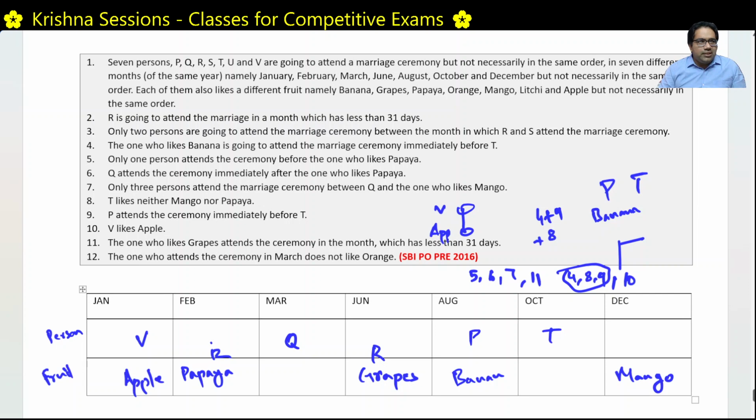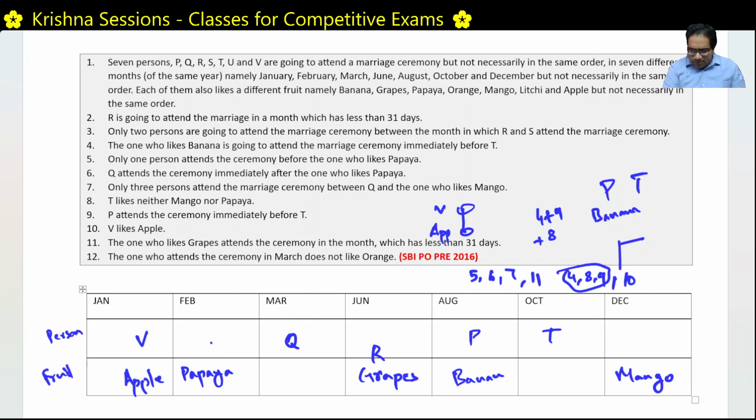Now, as per condition number 3, only two persons are going to attend the marriage ceremony between the month in which R and S attend the ceremony. Right. So only two persons are between R and S. If R is this, then S left side anyway there is no possibility. S has to be this, but it cannot be this because August P has already taken. But if R is this, S can be this, which cannot happen because V has already taken, or there is a slot for S here. Right. If R is here, there is no slot for S because this P is already taken that slot. But if R is here, there is a slot for S, so that means R cannot be this.